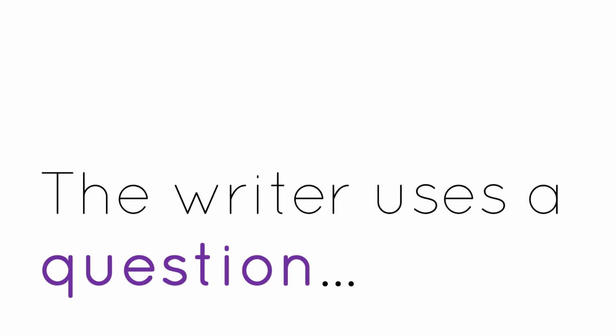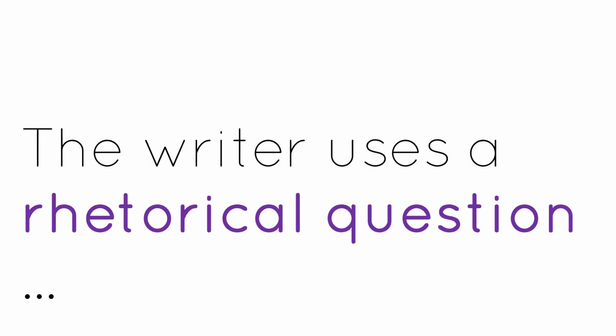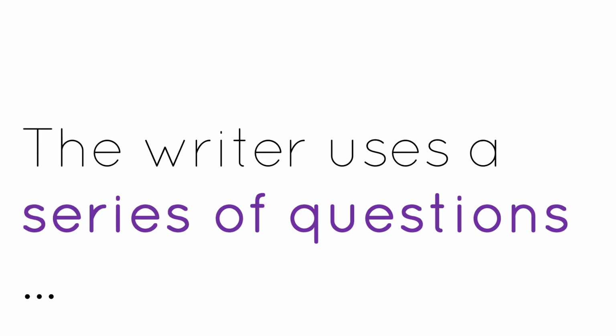So let's have a look at the first type. The first type is the basic: the writer uses a question. Now this is a question immediately followed by an answer, and I'll show you an example of this later in the video. So the writer uses a question followed by an answer. This is where the writer gives you the answer. The second type is our old favourite. The writer uses a rhetorical question, and we'll deal with that in detail too. And the third type is when the writer uses a series of questions.